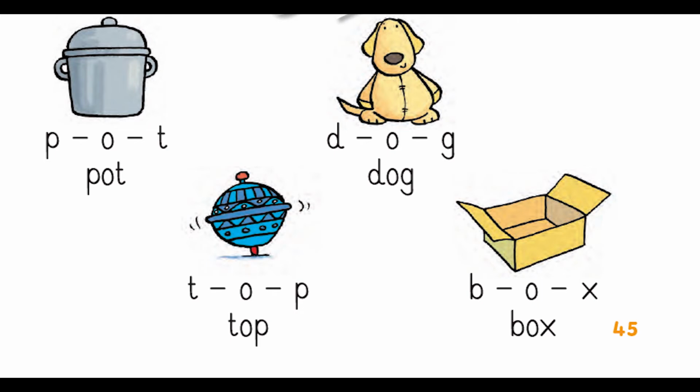Listen and read. P, O, T, pot. D, o, g, dog. T, O, P, top. B, o, x, box.